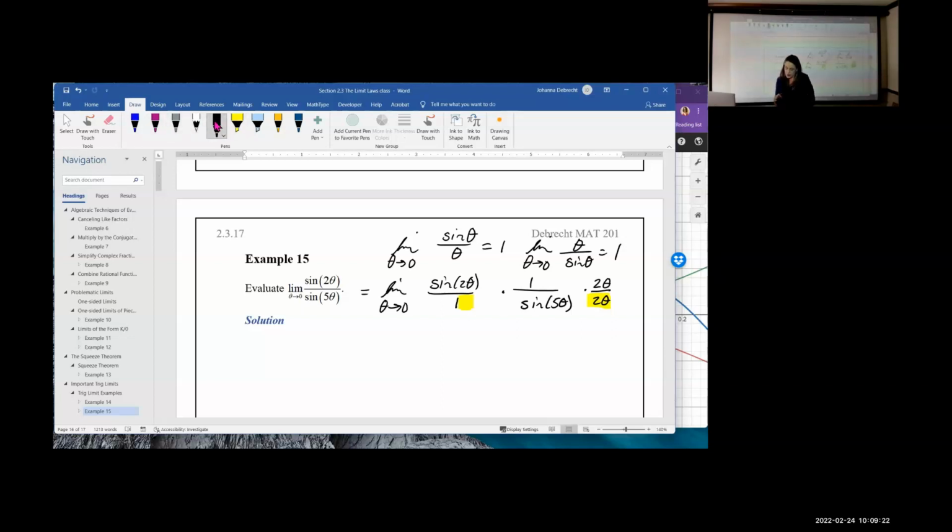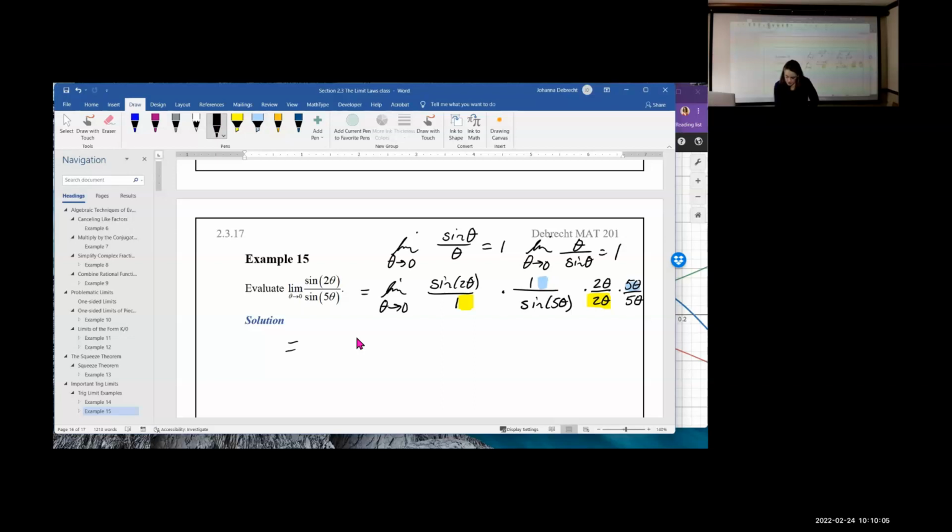Now, the numerator 2 theta will still be there, but I need a 5 theta, not a 2 theta. So what could I do? I've got the theta, but I don't want the 2. I need a 5. What could I do now? There are several ways of dealing with it. One is just to say, well, I need 5 theta on top, but I've got to multiply by 5 theta over 5 theta. So I'm just going to do that. And then the one that is on the top is going to move over here to the top.